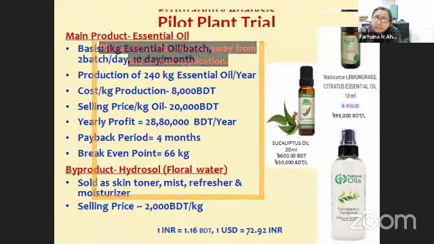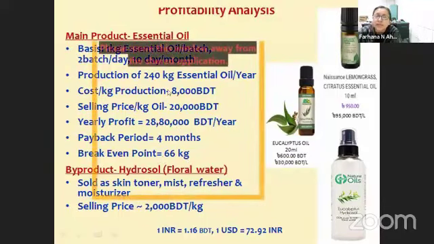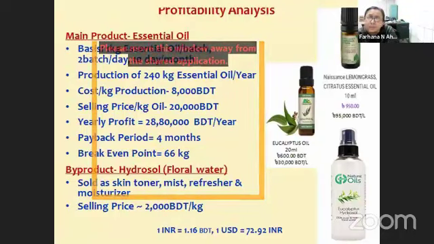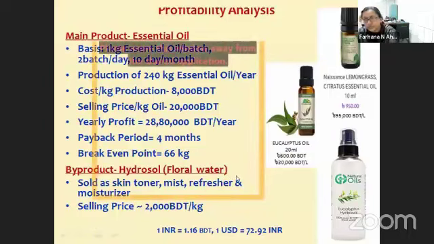For profitability analysis, on the basis of 1 kg essential oil, we calculated the payback period and break-even point. The production cost was about 8,000 Bangladeshi taka, which is about 400 Indian rupees. The yearly profit was 28 lakh Bangladeshi taka, and the selling price is about 20,000 taka. We could also sell the byproduct, called hydrosol, for about 2,000 taka per kg.